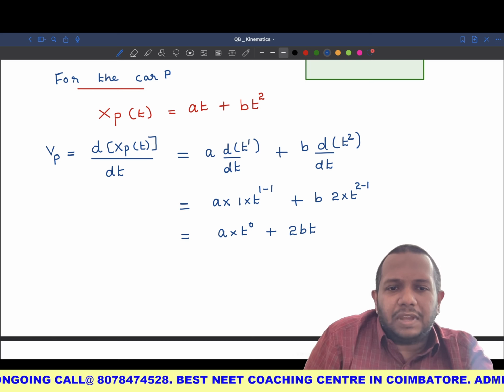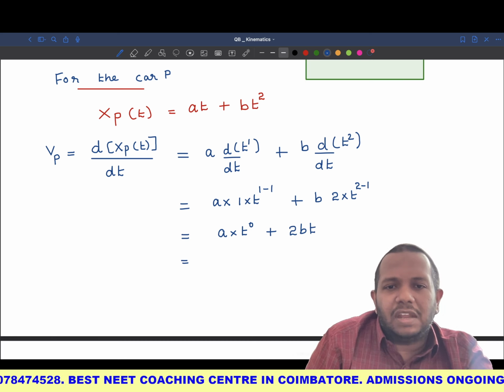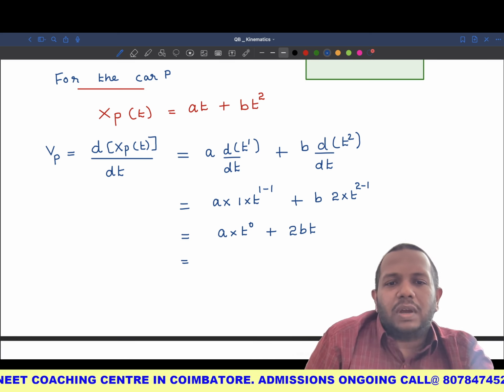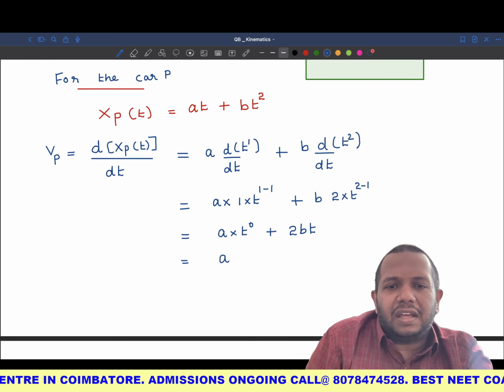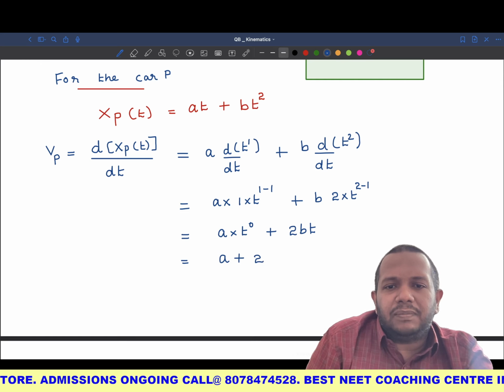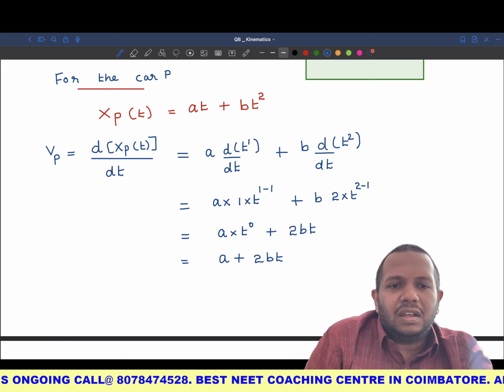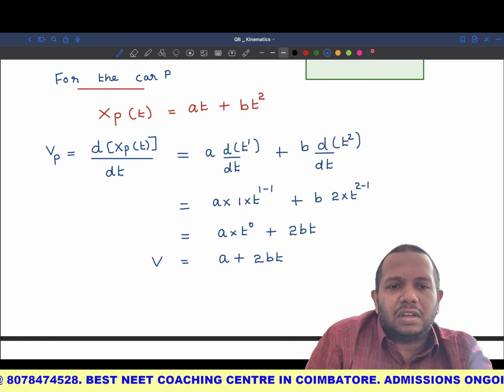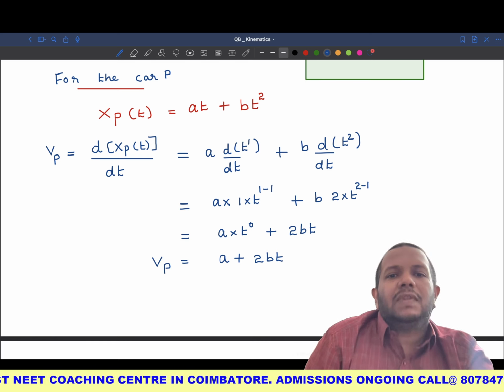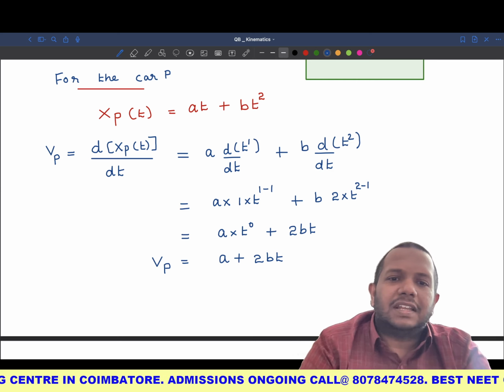So finally I am getting the equation, like any number raised to 0 is 1. So I can say a plus 2bt. And this is the velocity equation for the car P. I hope this is clear for everyone.